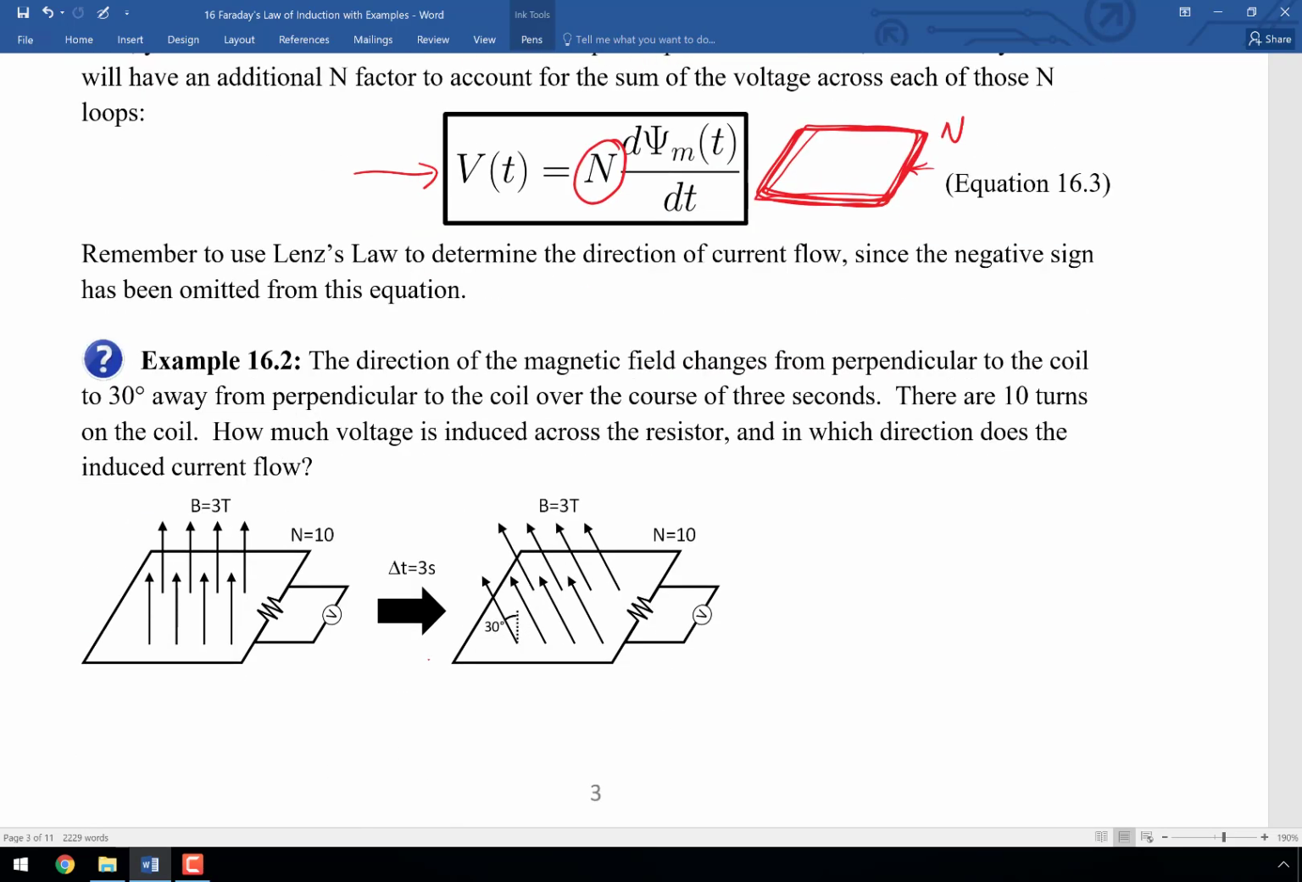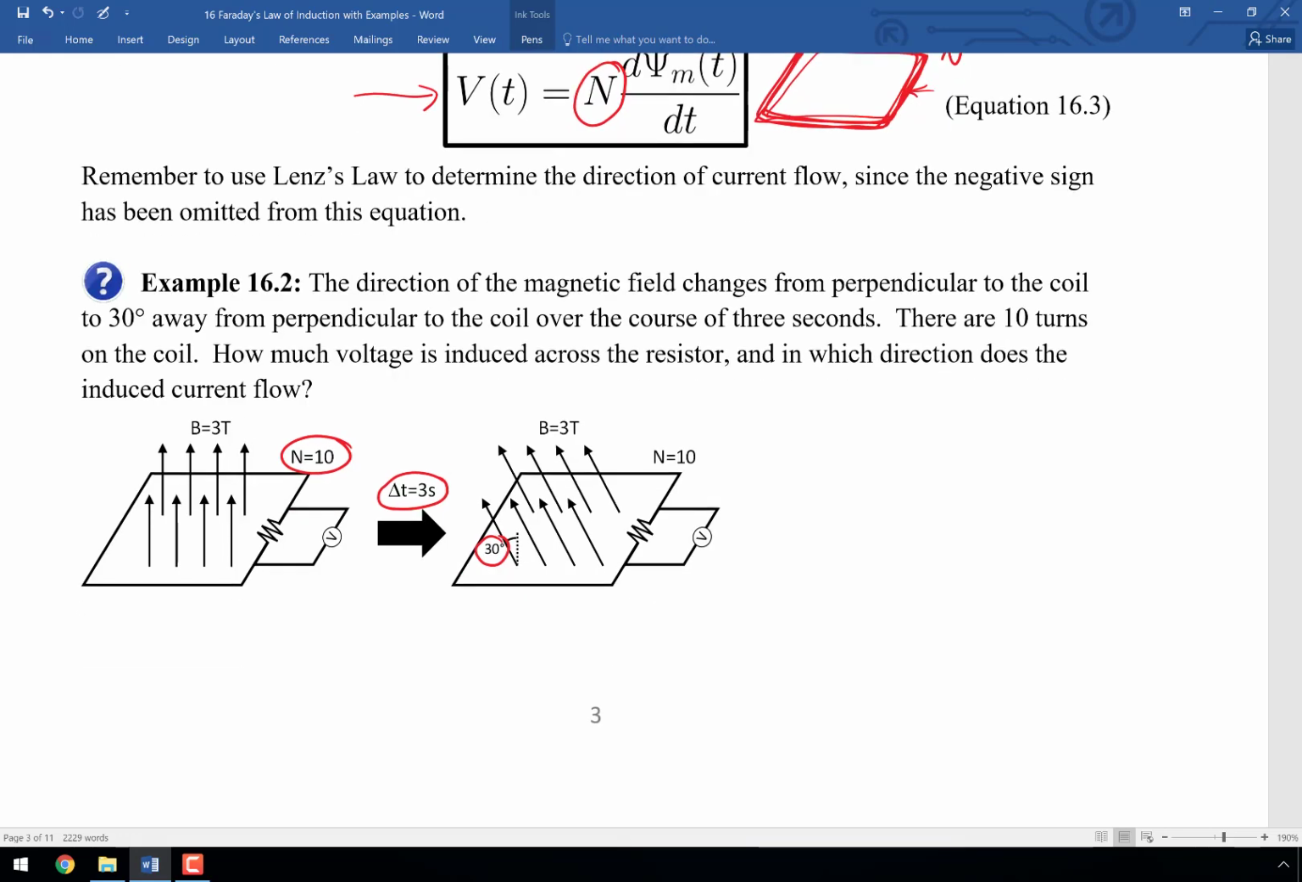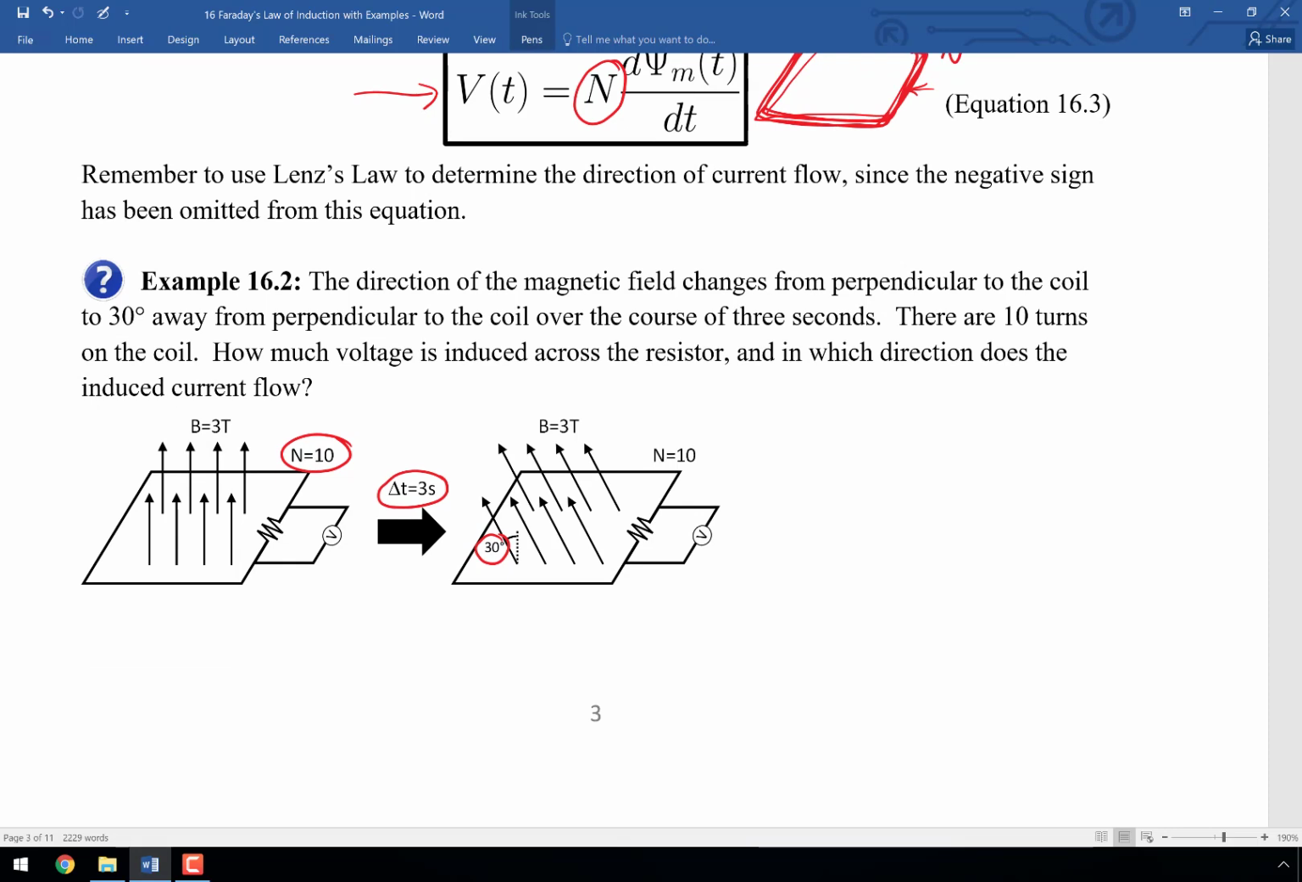Okay, well here we have an example where the magnetic flux is not perpendicular to the surface. It starts perpendicular, but then it's not going to be perpendicular at the end. And there are 10 loops in the coil, and over the course of 3 seconds we're going to introduce a 30-degree change in the direction of the magnetic flux. So it's a relatively small change, and it's occurring relatively slowly at about 10 degrees per second.